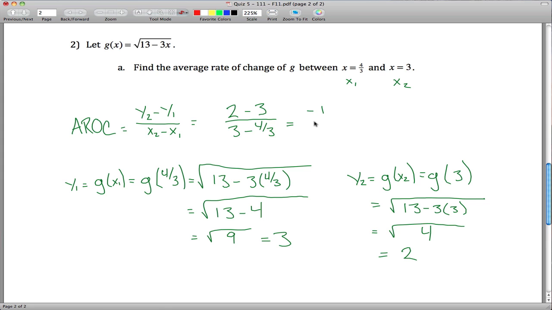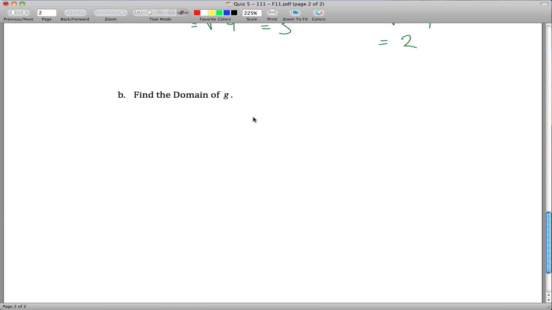So 2 minus 3 is -1. Let's see, 3 is 9/3, so 9/3 minus 4/3 is 5/3. You can think of the top as 1 over 1. The way you divide fractions is you flip the bottom upside down. 1 over 1 times 3/5 is just 3/5, so our answer is -3/5. And then finally, the domain of g.